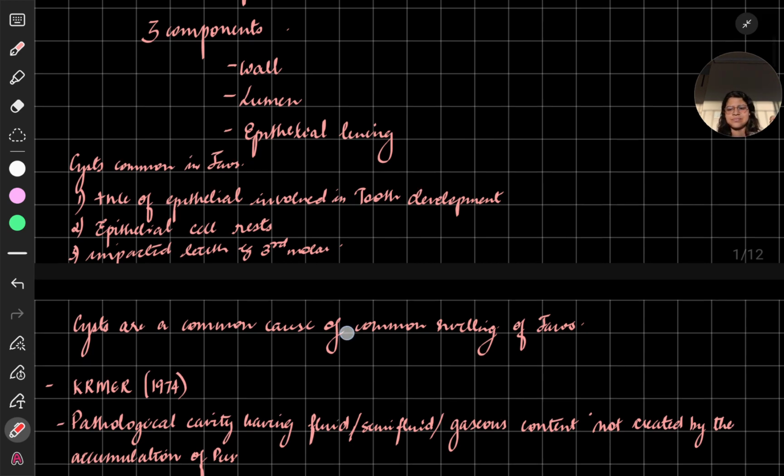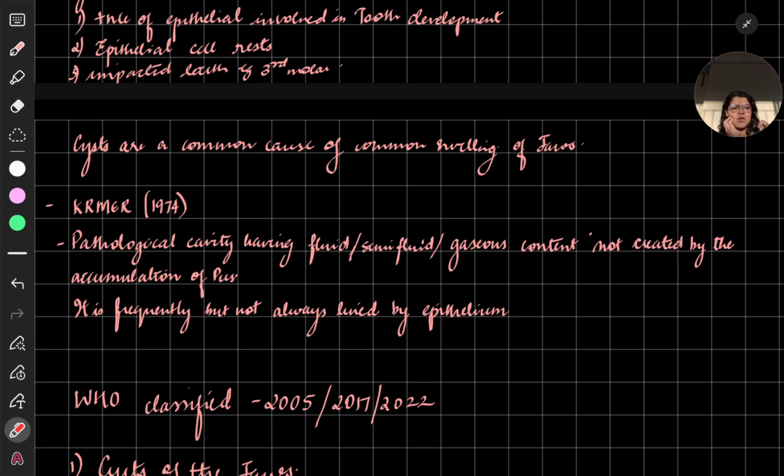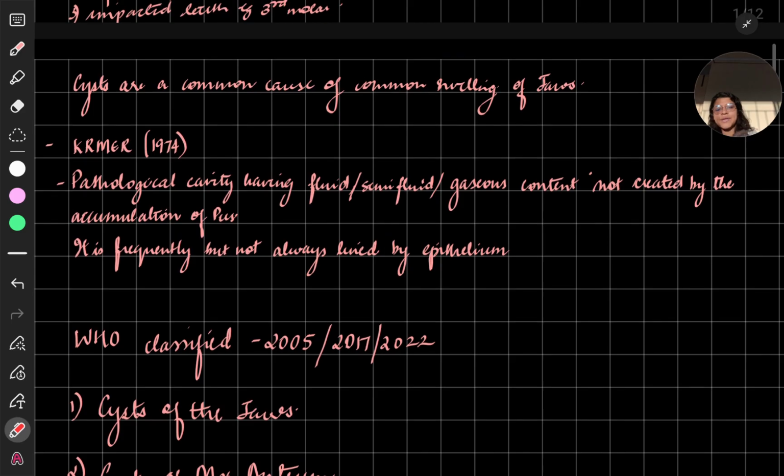Why are they common? Cysts are a common cause of swelling of the jaw. So if you have a swelling, you will probably think it is a cyst before thinking it's a tumor, because cysts are more common. Kramer in 1974 gave its definition.